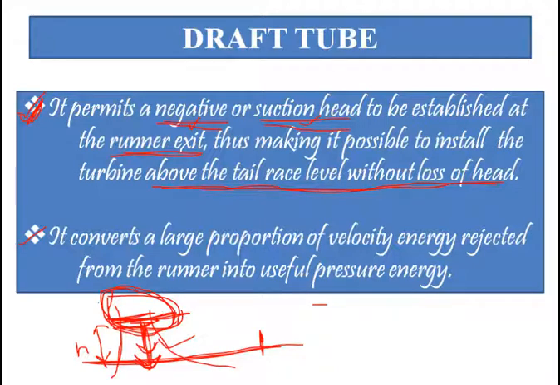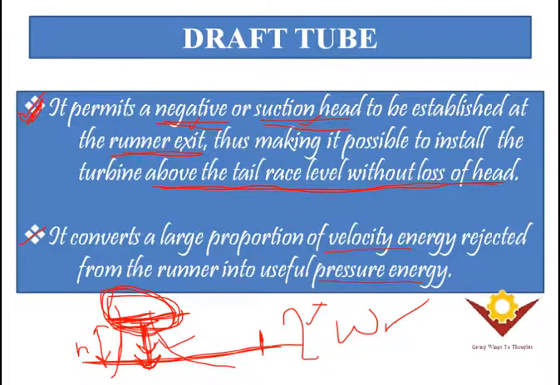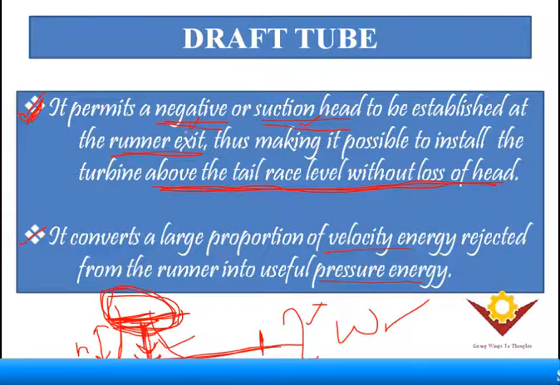So the benefit is, you can convert the velocity energy which would otherwise be wasted into pressure energy, and that will improve the efficiency or work output of your turbine. So by using the draft tube, you can increase your efficiency and the output of your turbines. But mainly, by placing your runner above the tail race, there won't be any loss of head, it will create a negative suction head, and it will convert that velocity energy into pressure energy. And we'll see a few more points on this draft tube.